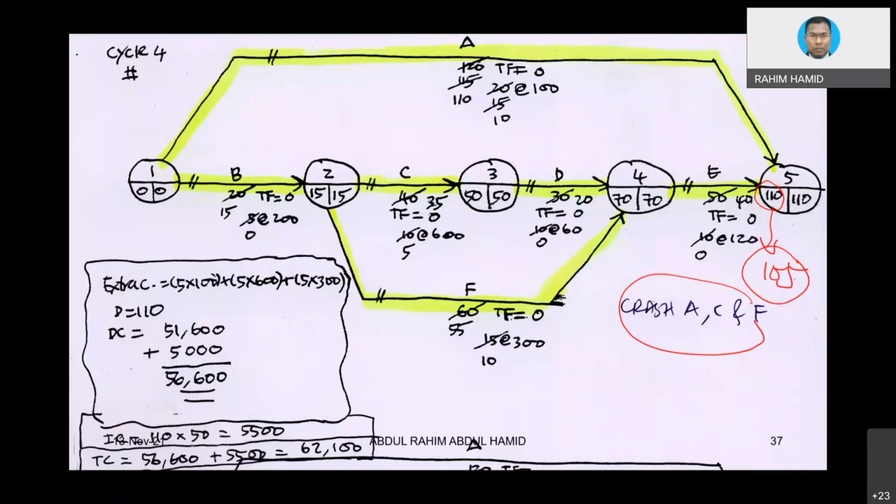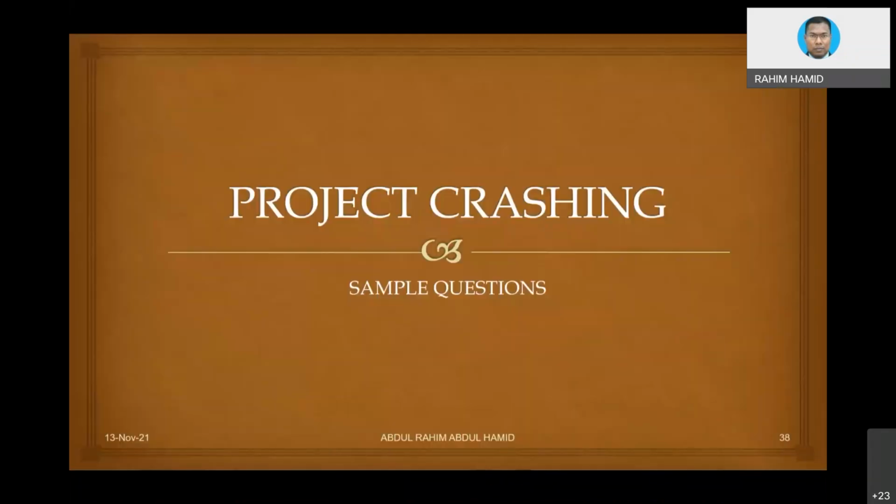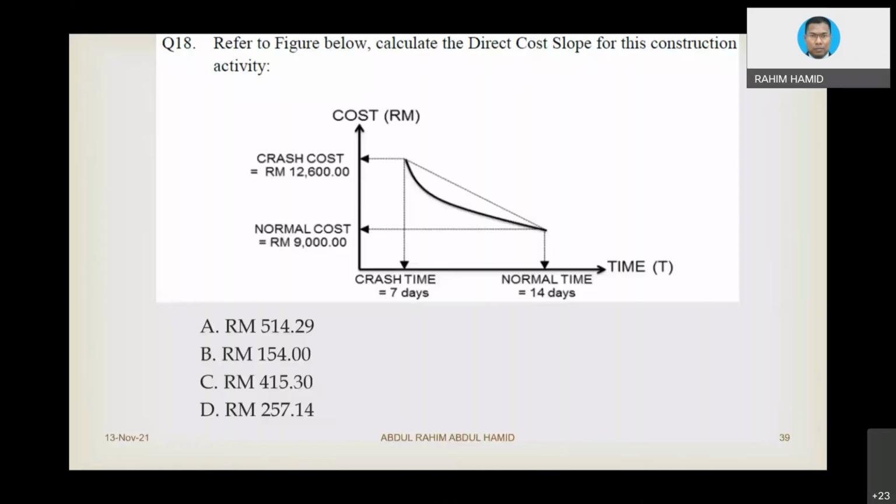Project crashing sample question example. If you are given something like this, it is a very simple question. Calculate the cost slope. Well, you take the difference between this, divide by the difference between this one, so you will get the cost slope in one of the answers.